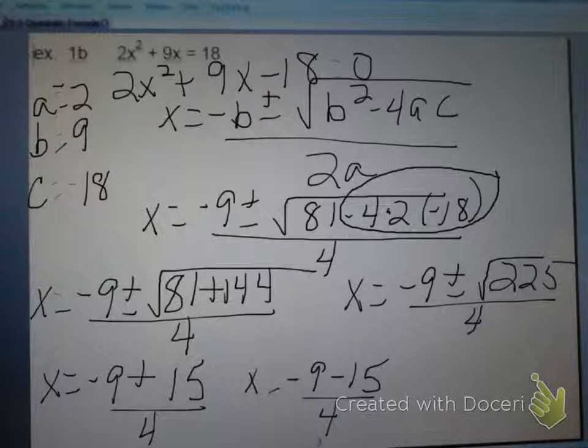So 15 minus 9, that's a positive 6 over 4. So x is 6/4, which reduces down to 3/2. And then negative 15 and a negative 9 is a negative 24 over 4, which is a negative 6. So there are your two answers.